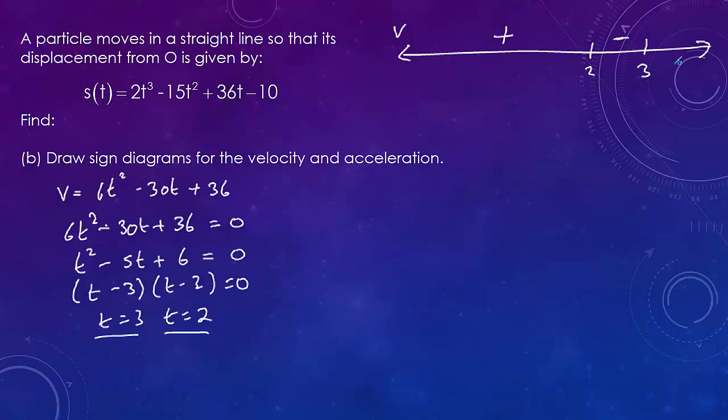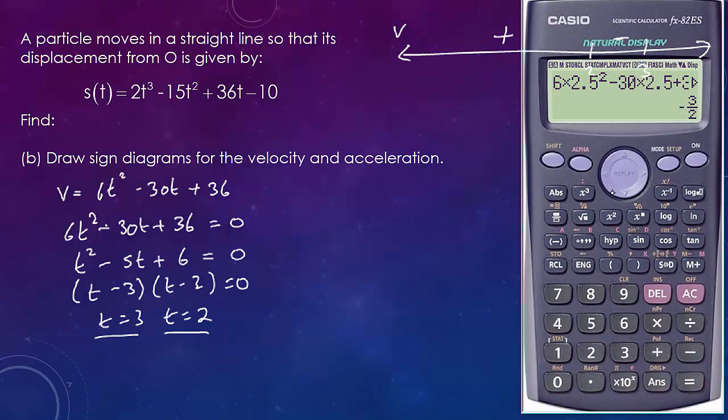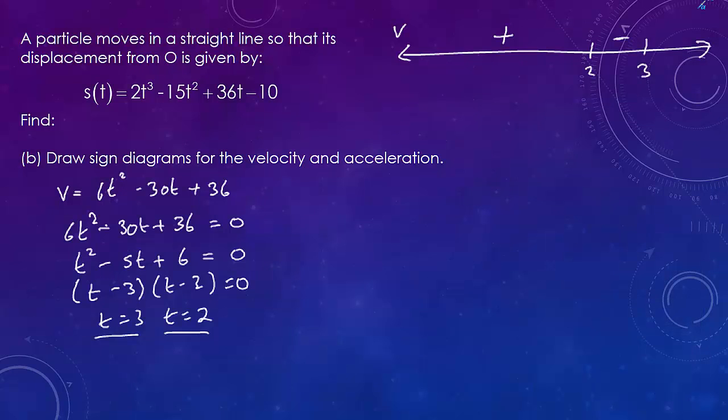And then if we go to the right of 3, try something like 4. So probably need the calculator back again. Let's change all those 2.5s to 4s. So 4, and there's only one more to go. So let's make that one into 4. And that's 12. So that means positive here. So there's a sign diagram for the velocity.